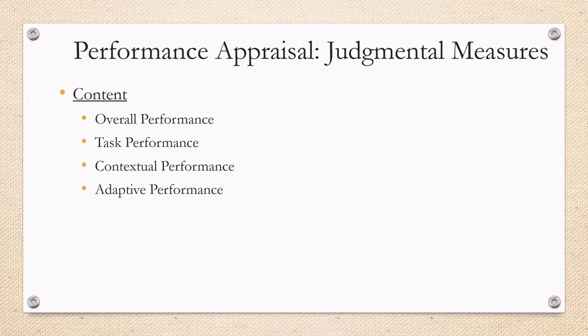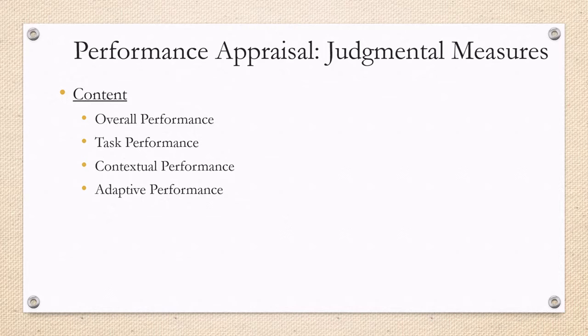Task performance, which is the performance on the activities that are formally part of the job. This can be evaluating critical tasks or groups of tasks. Incumbents like these because their relevance is obvious. It's easy to tell why you're being judged on the tasks that you're supposed to be performing.